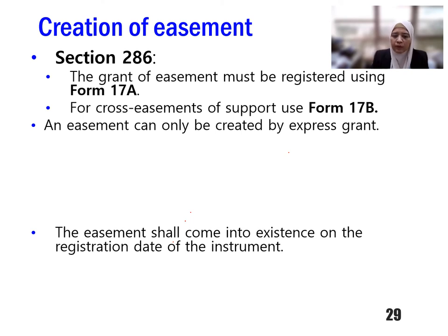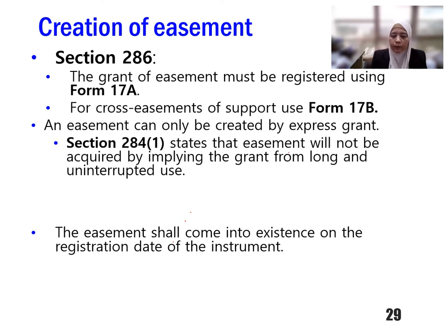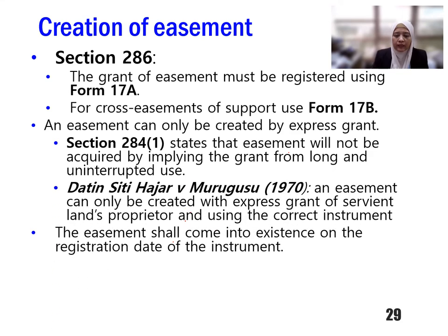An easement can only be created by express grant, as I said before, negotiated, and then a contract is drawn. Contract yang written punya contract, express grant. Section 284 sub 1 states that easement will not be acquired by implied grant from long and uninterrupted use. There's no such thing as implied easement. Just because someone lets you pass through his land doesn't mean that an easement is created. There must be an express agreement between the two parties, between the two proprietors. Then only an easement can be created.